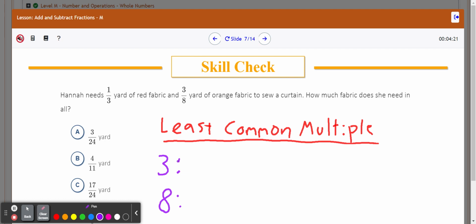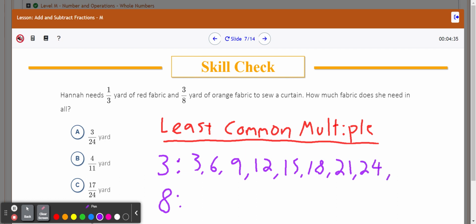Ready? So these are the multiples of 3. 3, 6, 9, 12, 15, 18, 21, 24, 27, 30, etc. So do the same thing with your other number.